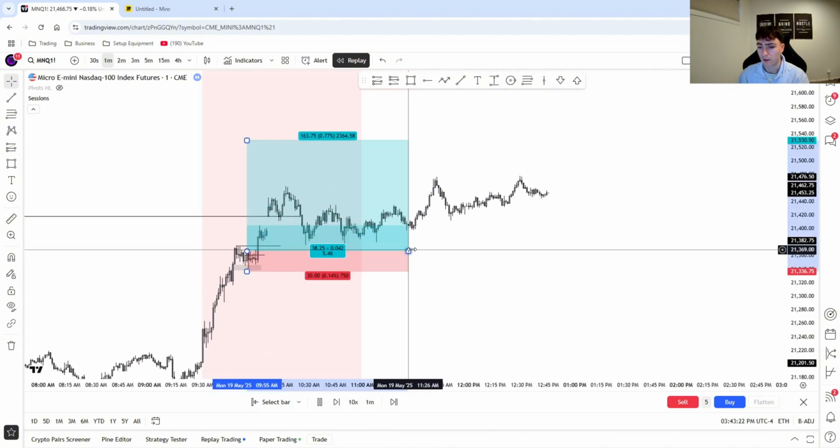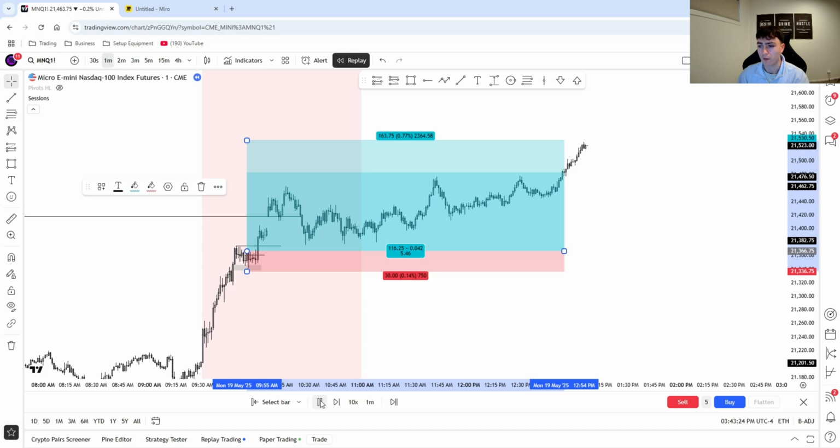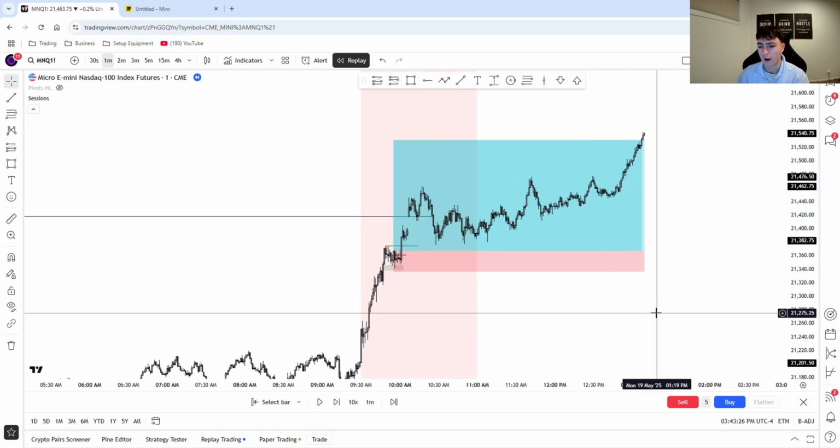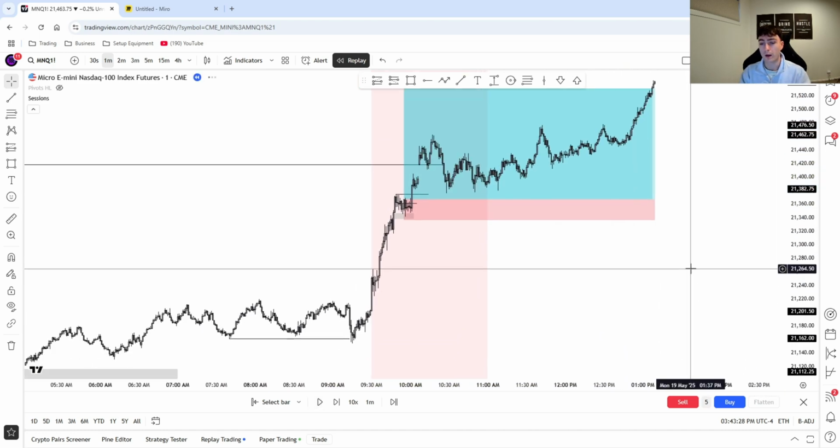Now, obviously, price is a little bit slow. I believe we hit target later on, something like that. Yeah, there you go. But again, when you have a bias, you set in stone your bias by the narrative you created from your pre-market breakdown, finding the daily bias using my daily bias technique, and then you find a strategy that supports that daily bias.